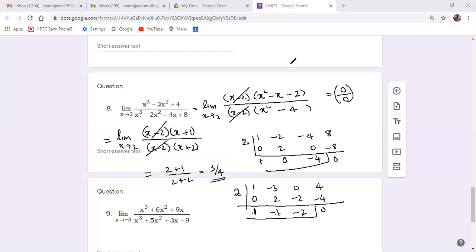Plus 2, x. Which one? This one. What is the factor of x square minus 4? A square minus B square is A plus B into A minus B. This is one method. Otherwise, you already know that since it is 0, x minus 2 is a factor.